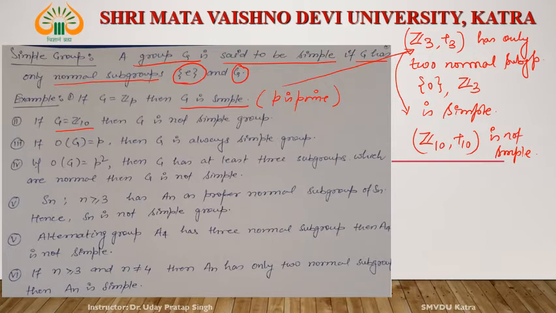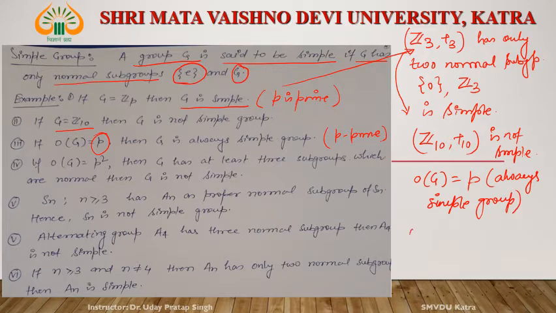Okay. If the order of G is any prime number p, then this is always simple. It means any group of prime order is always a simple group.